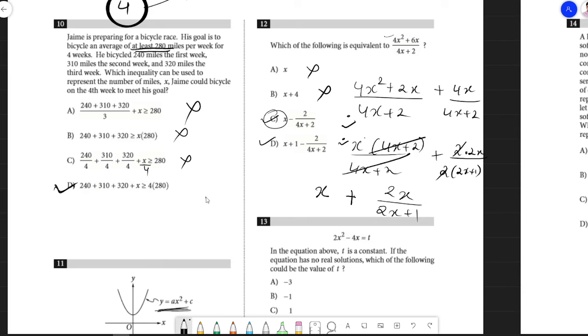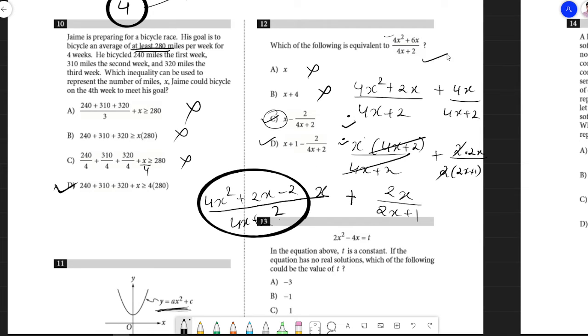So I can take the LCM. So it will become (4x² + 2x − 2)/(4x + 2). Okay. So here we are able to see that this is not what we got here. So that's why option D is correct. Okay. Option D is correct.